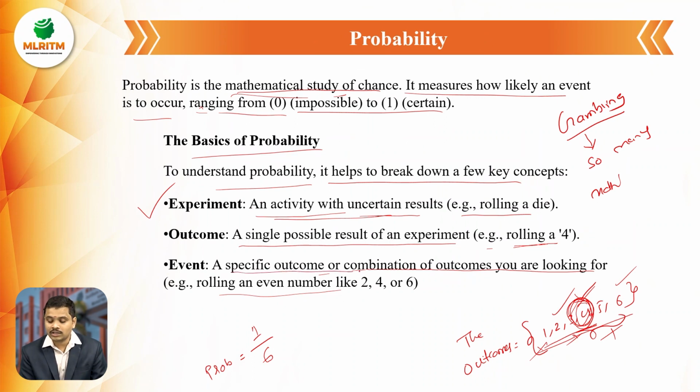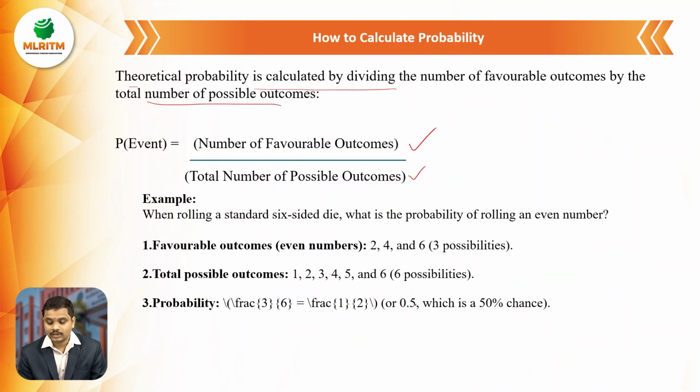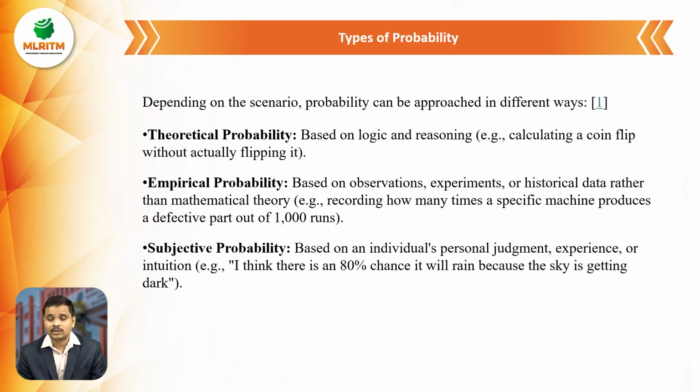Similarly, if the event is getting an even number, how many even numbers are available? 2, 4, 6. So favorable outcomes are 3 out of 6, which is 1 by 2. Like that we calculate the probability. So when rolling a die, the probability of rolling an even number is 3 by 6, which is 1 by 2, or 50% chance, because out of 6 numbers, 3 are even and 3 are odd.